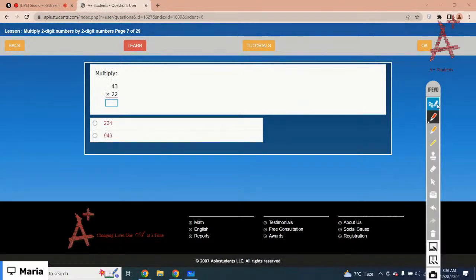Okay, the next one is 43 times 22. So let's just multiply. 2 times 3 is 6 and 2 times 4 is 8. So now you have to start writing the number below the tens digit. 2 times 3 is 6 and 2 times 4 is 8.